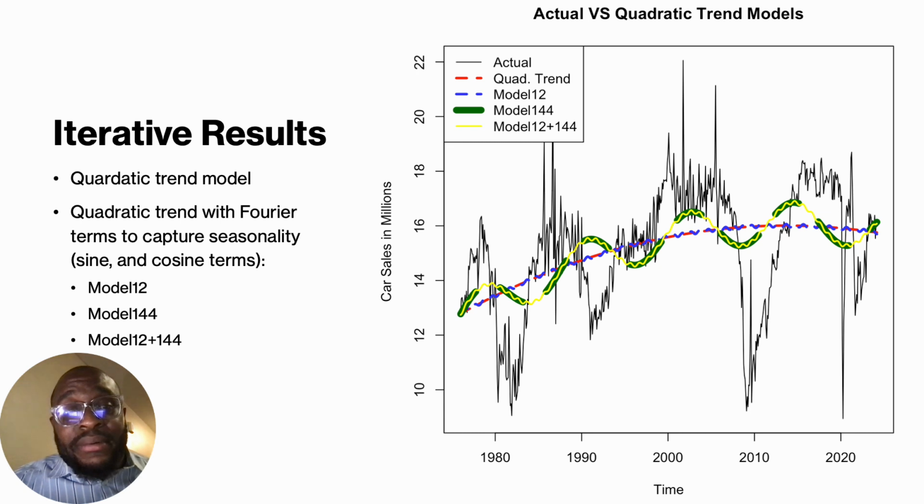We ran four quadratic models. The first of which was a regular quadratic model that did not account for seasonality, and then we added sine and cosine terms to try and capture seasonality and trend in the data. And we found out that the models that had the seasonality component actually performed better, both in goodness of fit and predictive accuracy, than the base quadratic trend model.